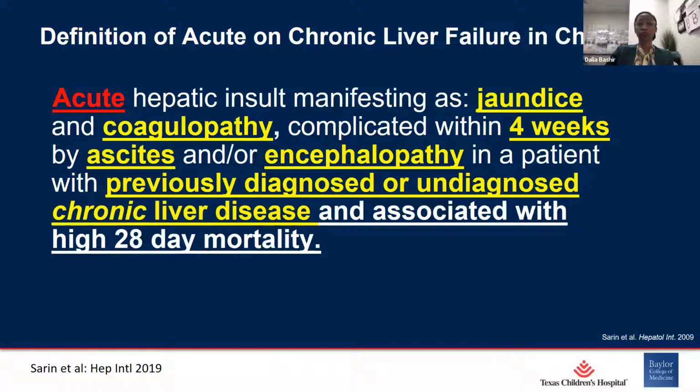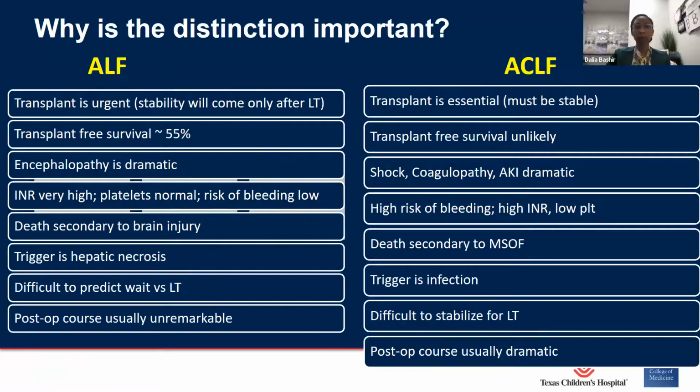Another form of liver failure is the acute on chronic. These are patients who present with acute hepatic insult, manifesting as jaundice and coagulopathy, complicated within 4 weeks by ascites or encephalopathy in a patient who previously was diagnosed, or sometimes undiagnosed, with chronic liver disease, and they're associated with a higher 28-day mortality. So why is it important to have a distinction between acute liver failure and acute on chronic?